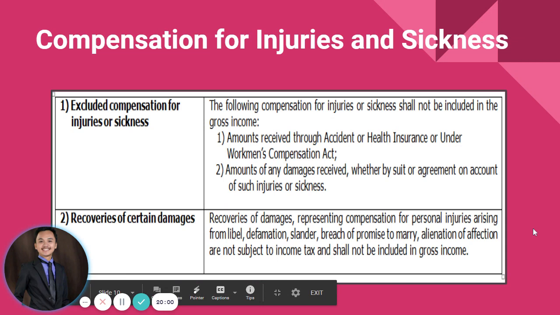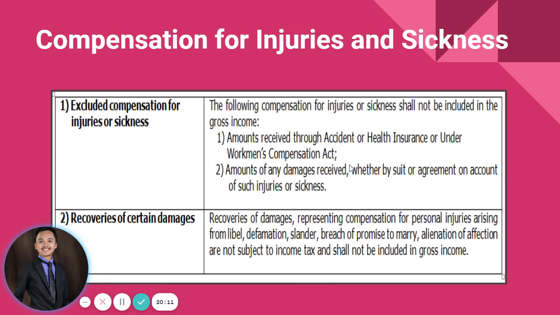Okay, let's continue. We have here another exclusion to your gross income, compensation for injuries and sickness. Excluded are the following: number one, amounts received through accident or health insurance under the Workmen's Compensation Act. For example, you are working and then accidentally you were physically injured or you were sick because of your duty at work. If that circumstance occurs, guys, you will be compensated under the Workmen's Compensation Act. And the proceeds from the Workmen's Compensation Act, or any health insurance, will be exempted as long as it's compensation for injury or sickness.